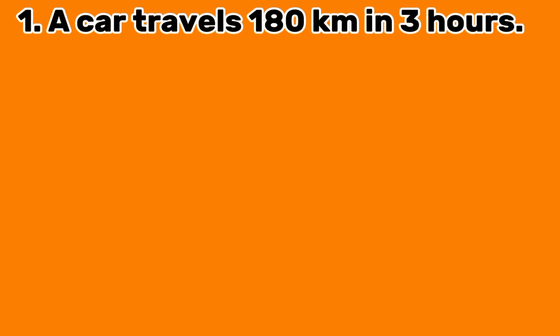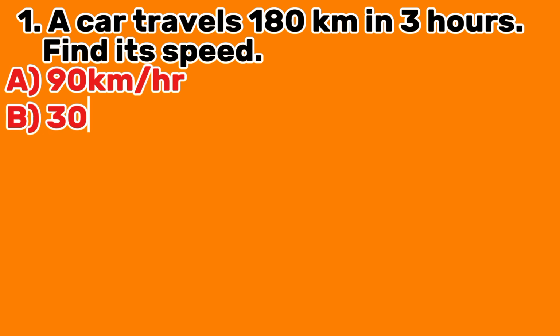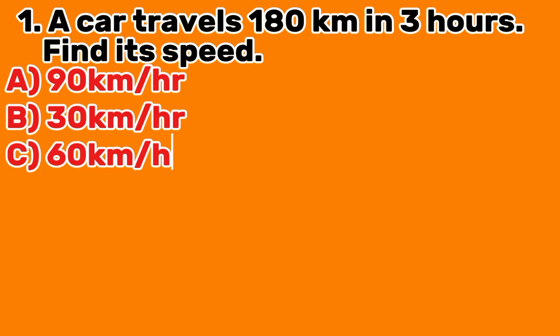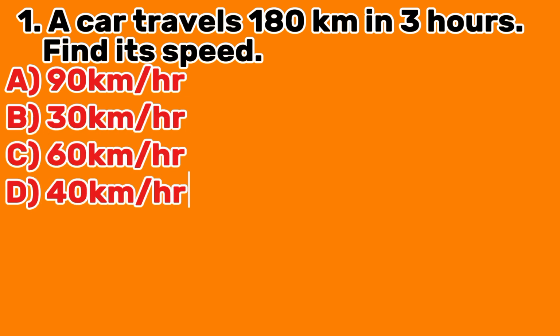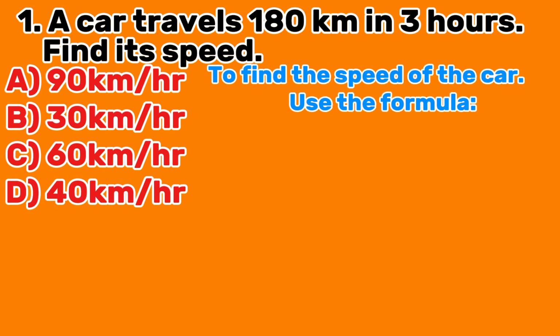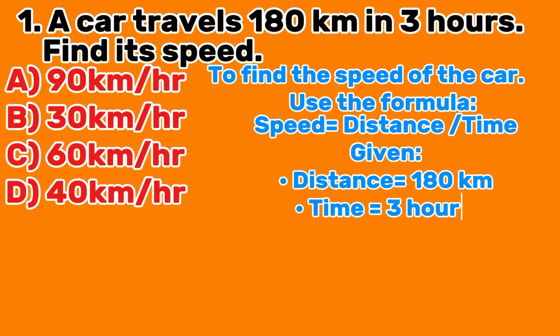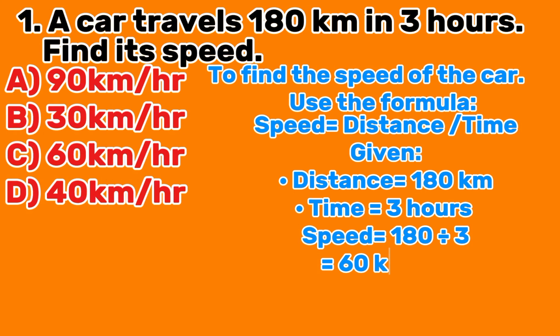1. A car travels 180 kilometers in 3 hours. Find its speed. A. 90 km/h, B. 30 km/h, C. 60 km/h, D. 40 km/h. To find the speed of the car, use the formula: speed equals distance divided by time. Given, distance equals 180 km, time equals 3 hours. Speed equals 180 divided by 3, equals 60 km/h. Answer C.